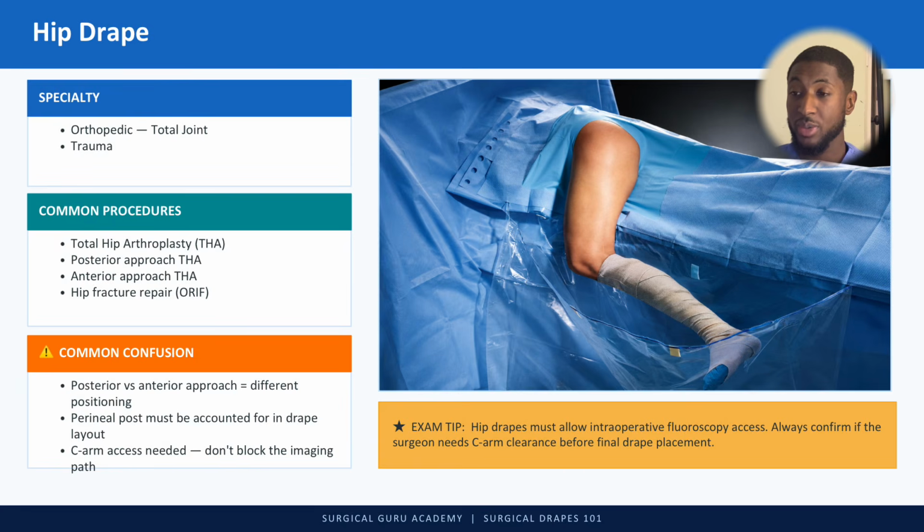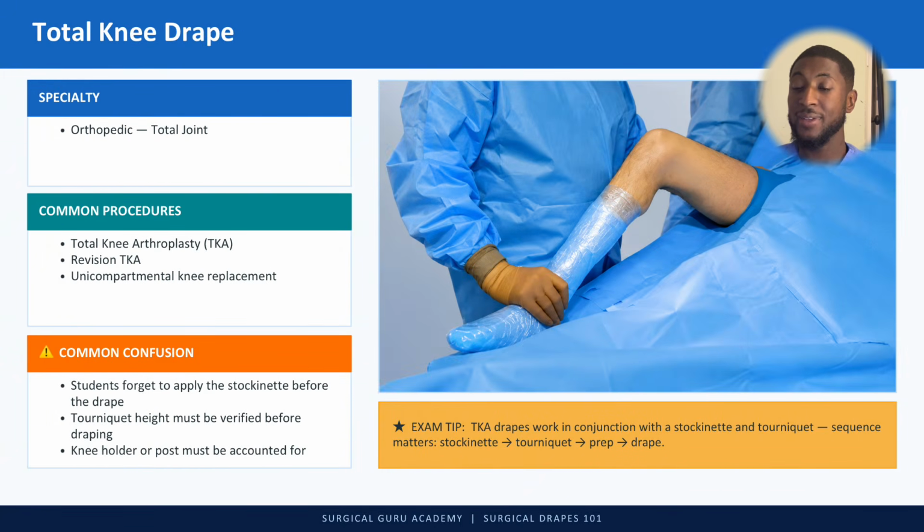Exam tip: hip drapes must allow intraoperative fluoroscopy access. Always confirm if the surgeon needs C-arm clearance before final drape placement. And again, on a total joint, for a total hip arthroplasty, most of the time we don't use a C-arm. So this is a little bit misleading, because for a hip where you're doing a gamma nail, then yes, you will be using fluoroscopy. But for a total hip arthroplasty, you're not going to need a C-arm.